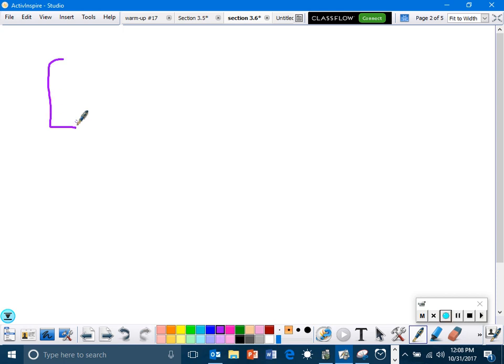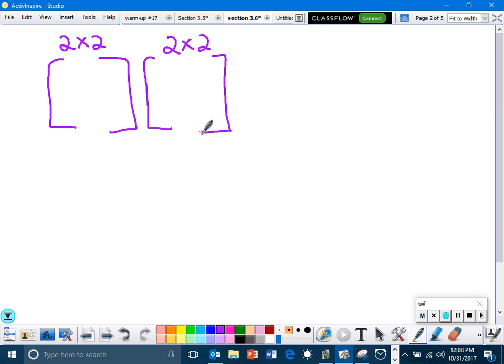So I'm going to try to keep this as simple as possible. I'm going to have a 2 by 2, and I'm going to have a 2 by 2. Okay, 2 by 2 is the easiest matrix that you can have. All right, so I'm going to just use letters. So I'm going to go A, B, C, D. Over here, I'm going to go E, F, G, H. Okay, and we are multiplying those two matrices together.